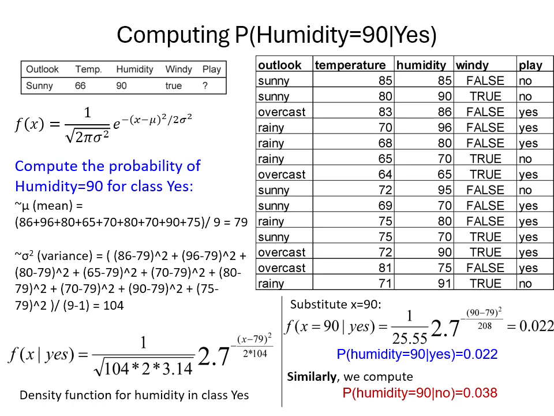What remains is only to compute the probability of observing humidity equals 90 within class yes and within class no. We do it using precisely the same procedure. We compute the mean within class yes and we compute the variance within class yes. And then we get the density function for the distribution of humidity in class yes. We do exactly the same thing for class no, and we find out the following two probabilities.